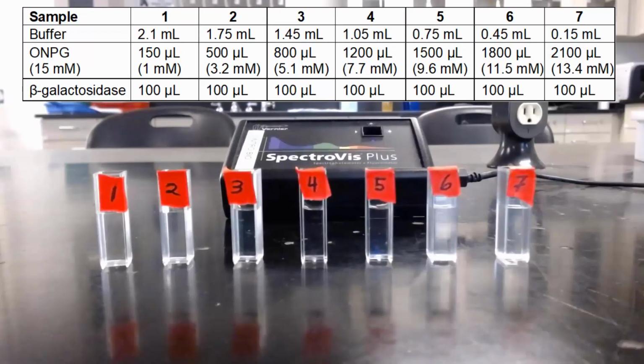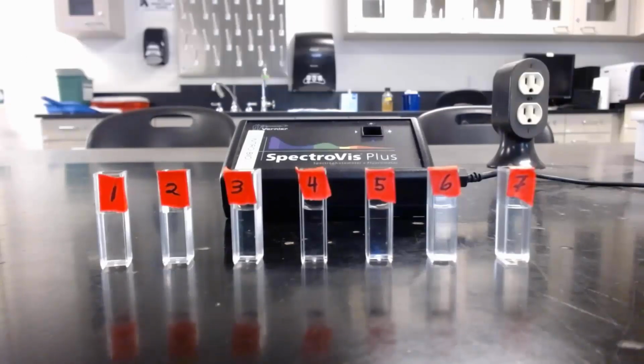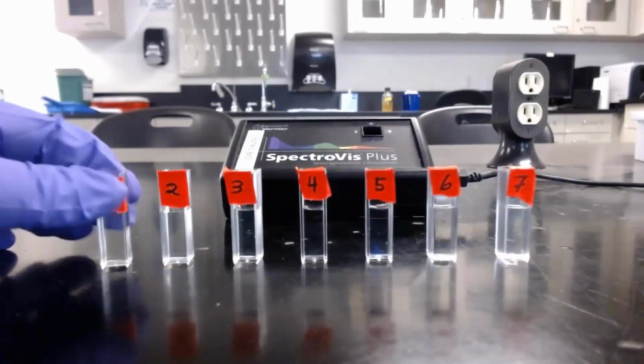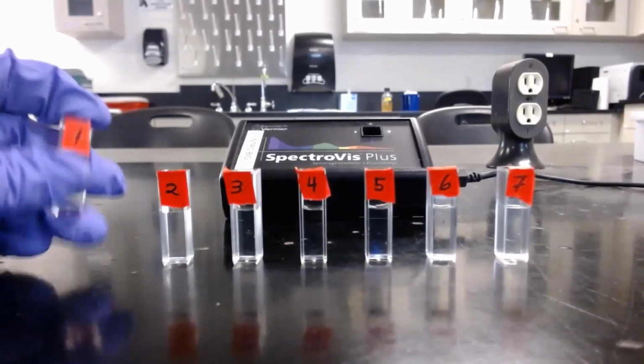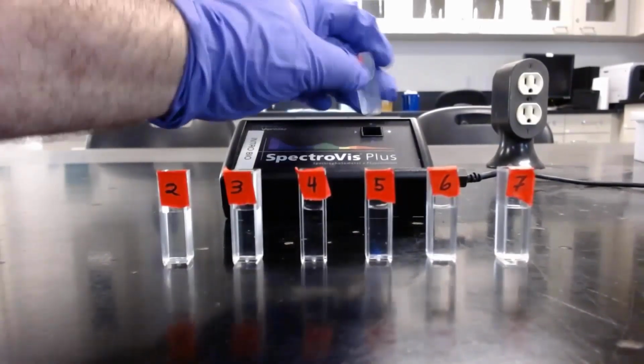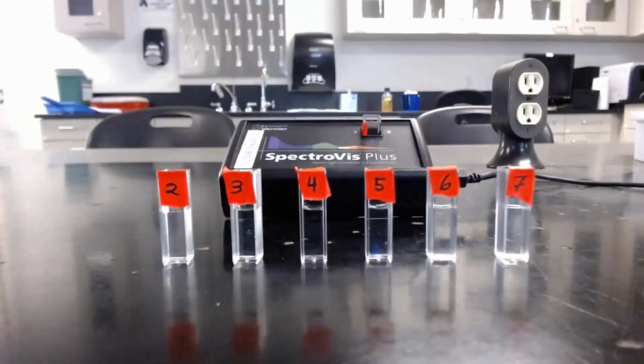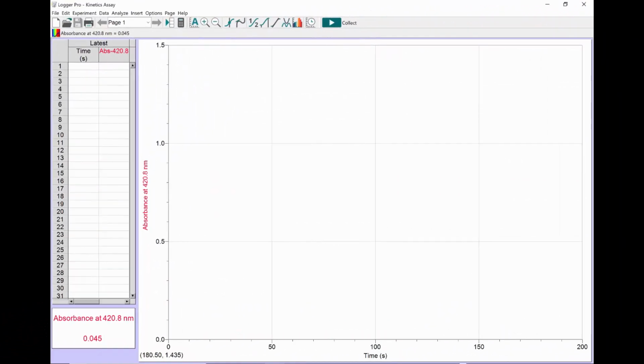Here I have set up 7 cuvettes. They have ONPG at concentrations ranging from 1 to 13.4 millimolar, and enough extra buffer to bring the volume to 2.25 milliliters. I will add 100 microliters of beta-galactosidase to the first cuvette, quickly invert to mix, and place into the spectrophotometer. The spectrophotometer is connected to my computer and controlled by a program called LoggerPro. I'll tell it to start collecting data now.